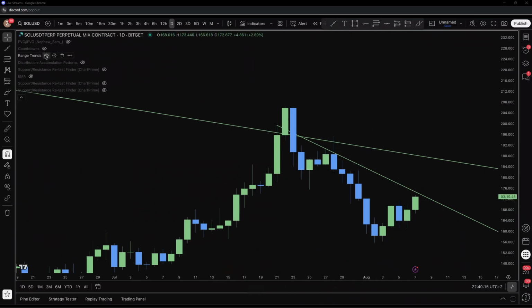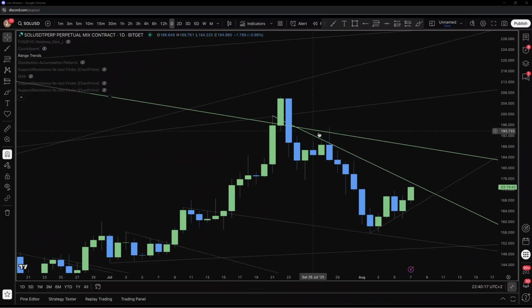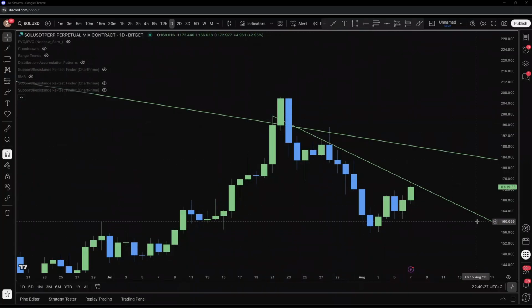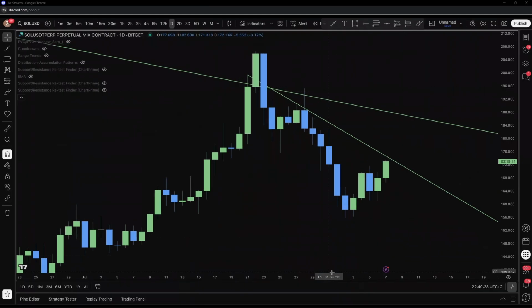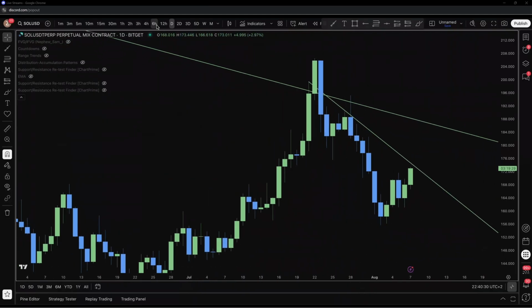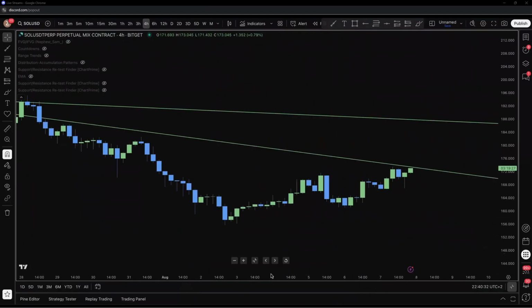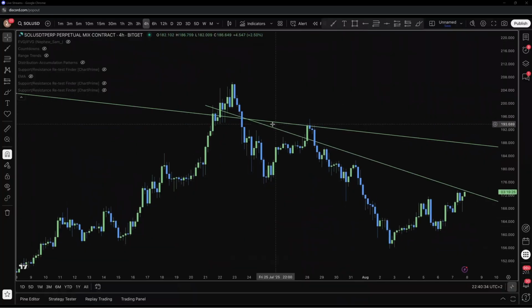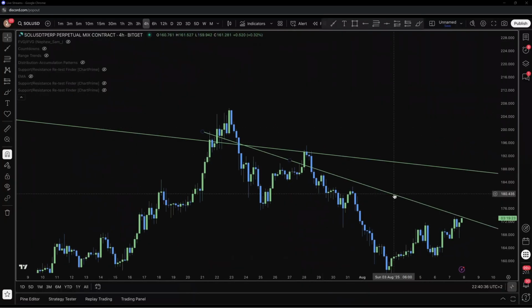Well, we can use our lovely indicator. We don't have any new range trends created here until this point. So this is a local uptrend in an actual downtrend, right? If we come down to our 4 hour, as you were using, this is our trend.